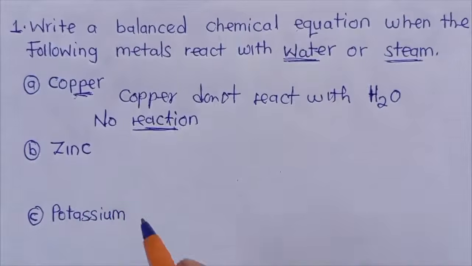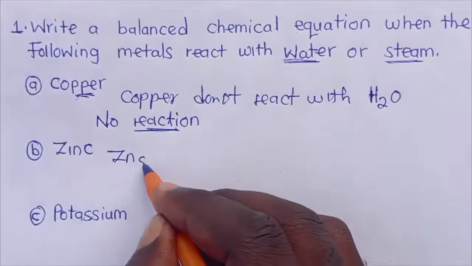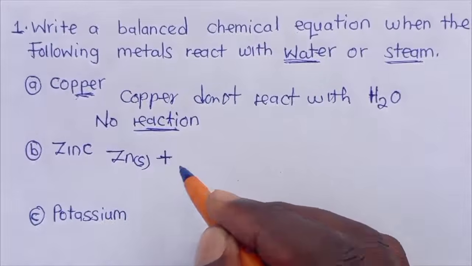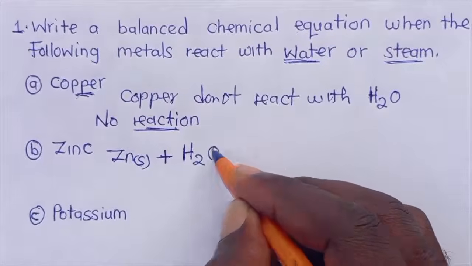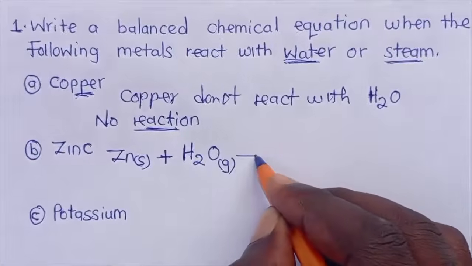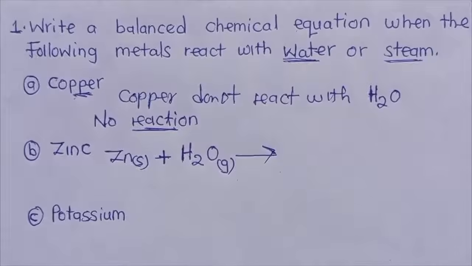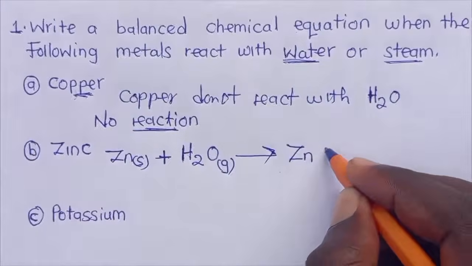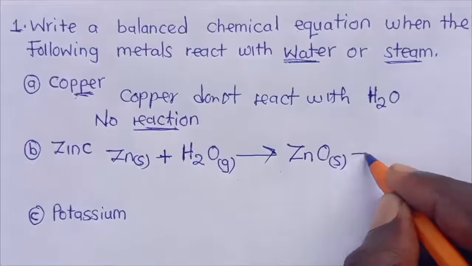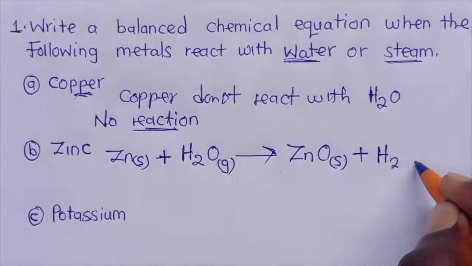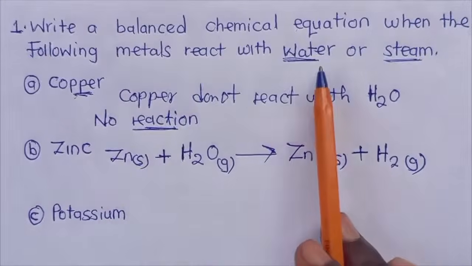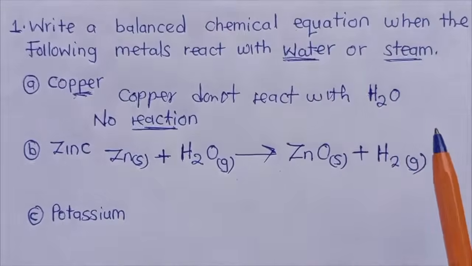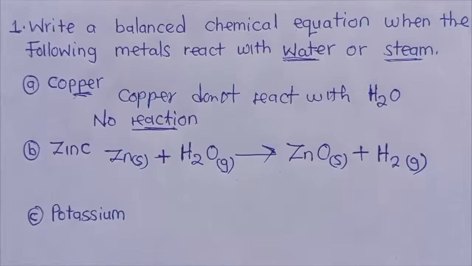How about zinc? When zinc metal, which is a solid, reacts with steam, which is in gaseous state, what we are going to produce is zinc oxide, which is a solid, plus hydrogen gas. So this is what happens when zinc reacts with steam. This is what you just need to do.